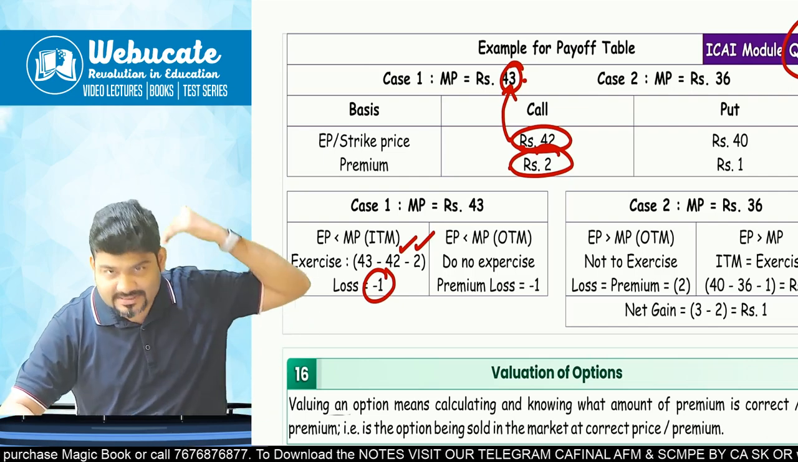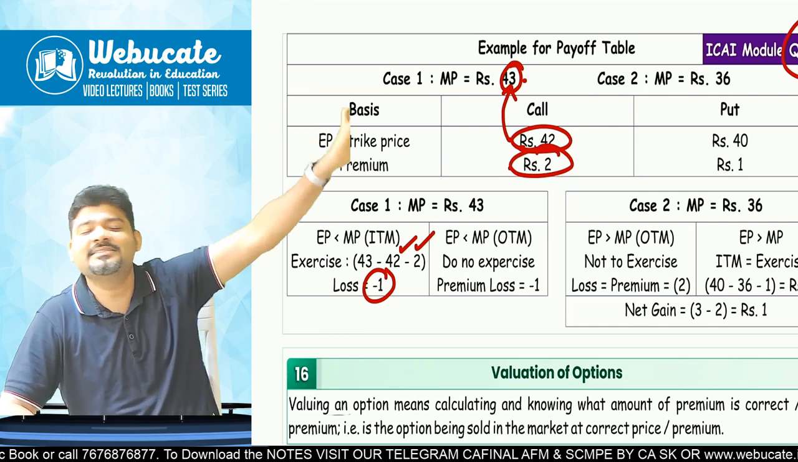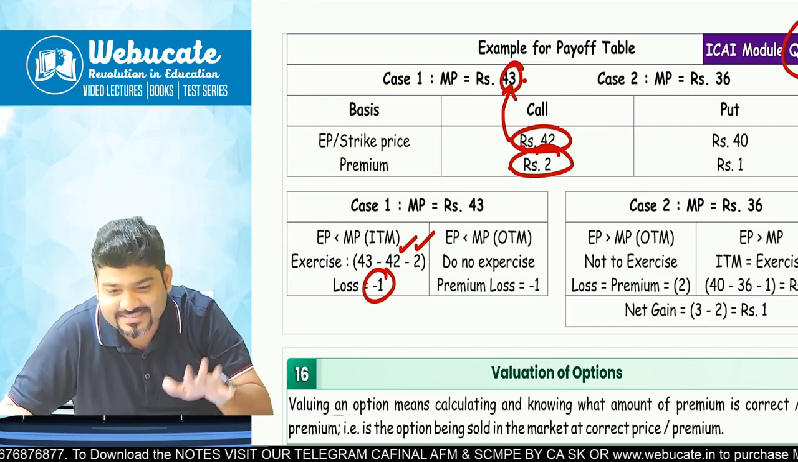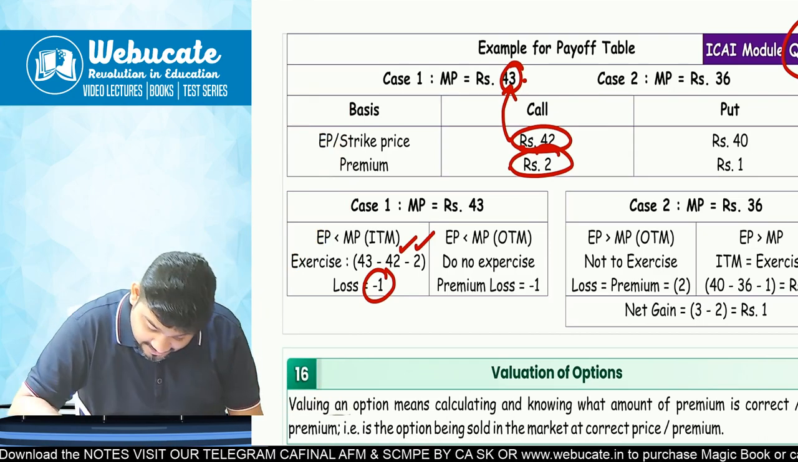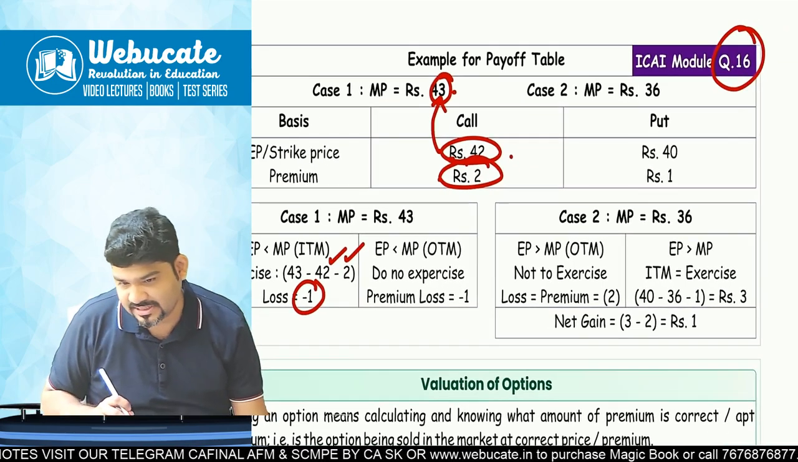But if you are exercising, because the market has gone a little up also, you are at least cutting your premium loss from 2 to 1. Got it, guys? Done. And here, in case of a put option, if you have taken it and the market goes up, you will not exercise the option.